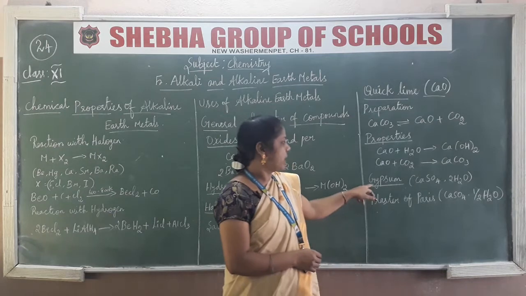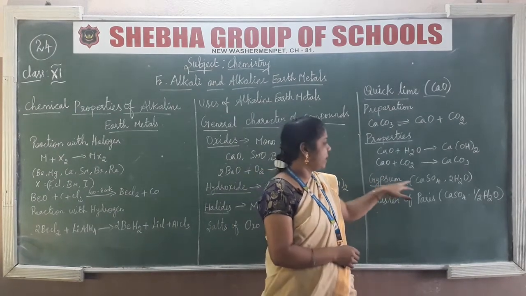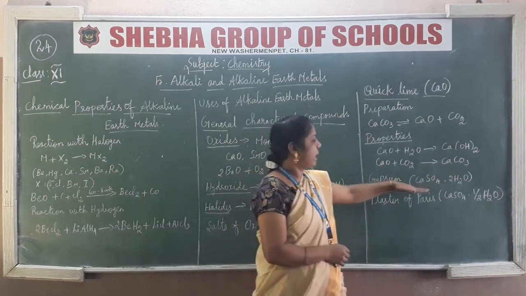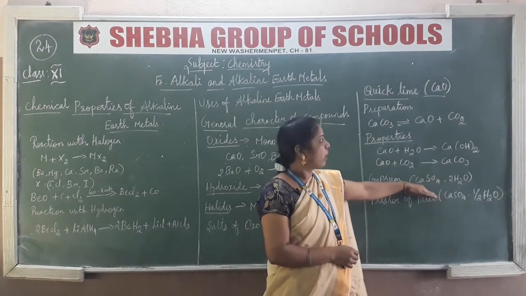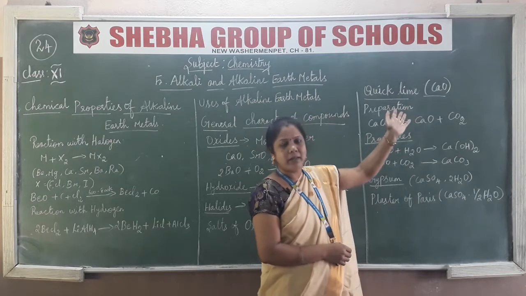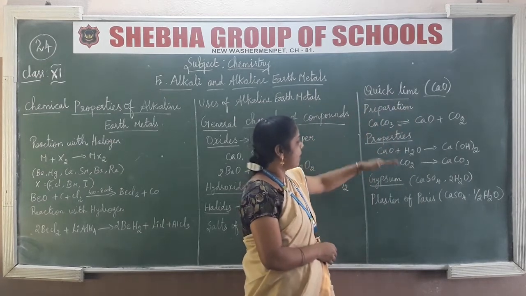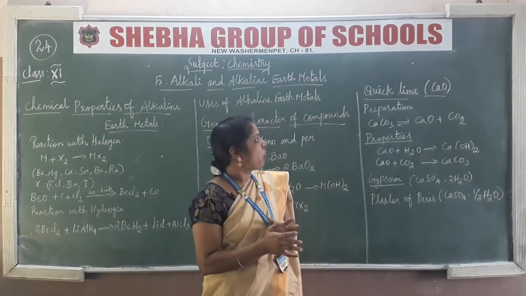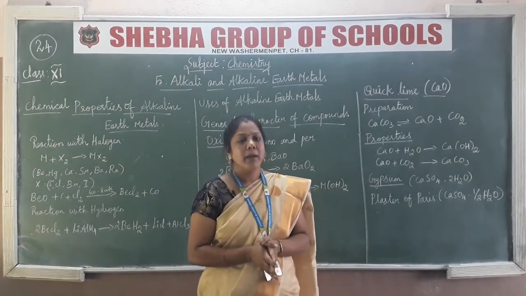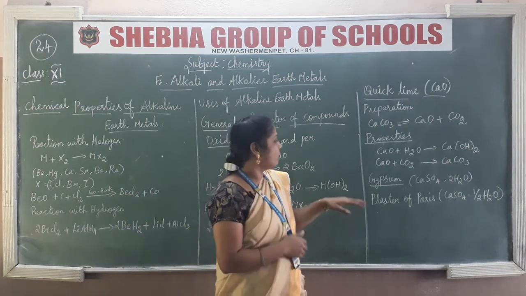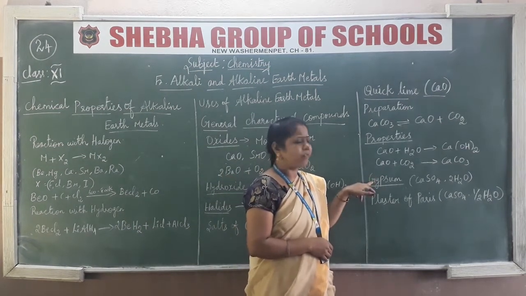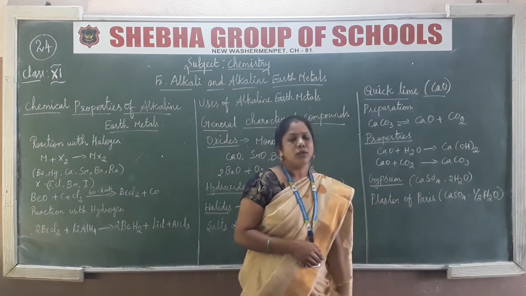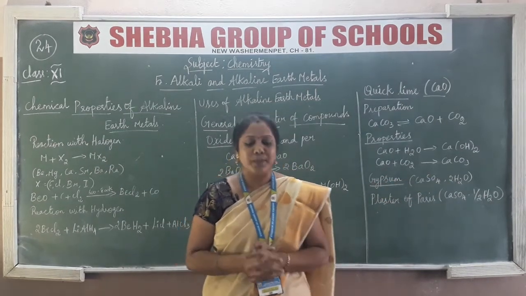The name is gypsum, and the chemical formula for gypsum is CaSO4 with 2 molecules of water. So it is calcium sulfate. Calcium oxide is also called quicklime. The same way, gypsum is calcium sulfate. You know the chemical name, but you also have to know the other name of this compound. So calcium sulfate with 2 molecules of water is gypsum.